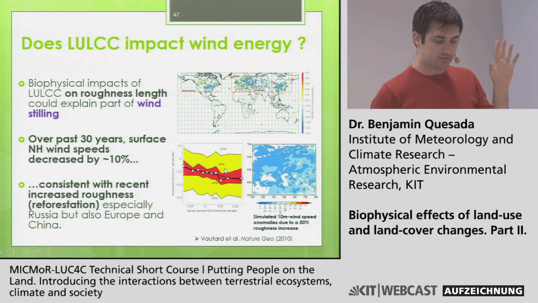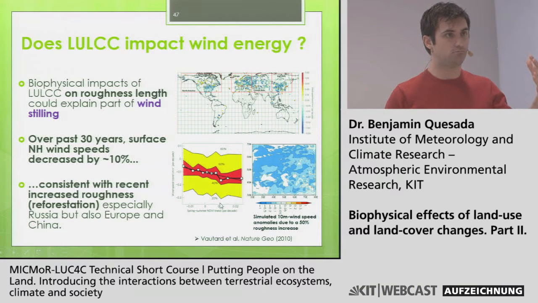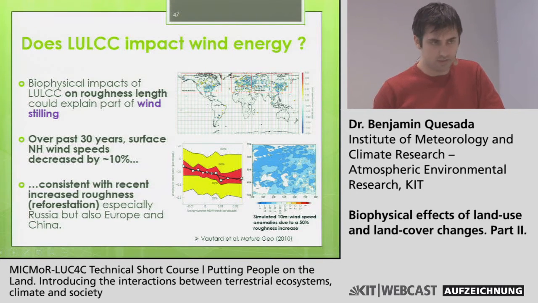Now, I talked about effects on temperature and precipitation due to land use and land cover change, but what about wind energy or wind turbines? Are they affected by the roughness changes due to deforestation or to afforestation? So that's a study from Vautard et al. in Nature Geoscience 2010, showing that over the past 30 years, here it's the trend in wind speed in meters per second per decade, we have blue spots that denote a decreasing trend of northern hemisphere wind speeds of about 10%. And they tried to attribute this decreasing trend in northern hemisphere wind speeds to roughness length.